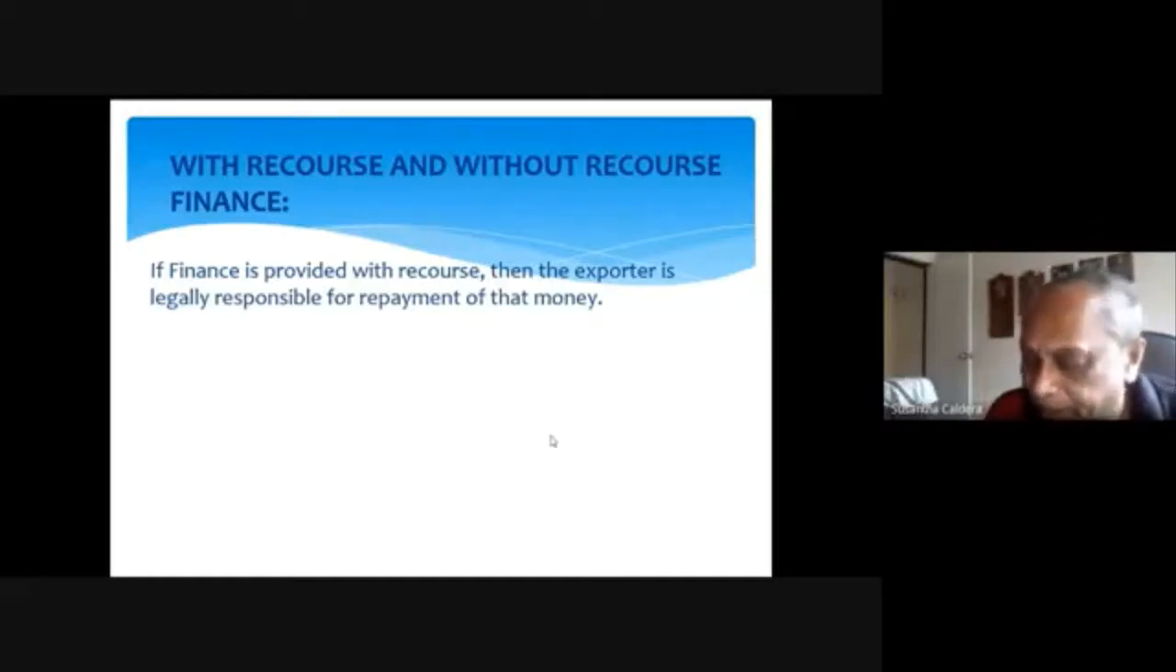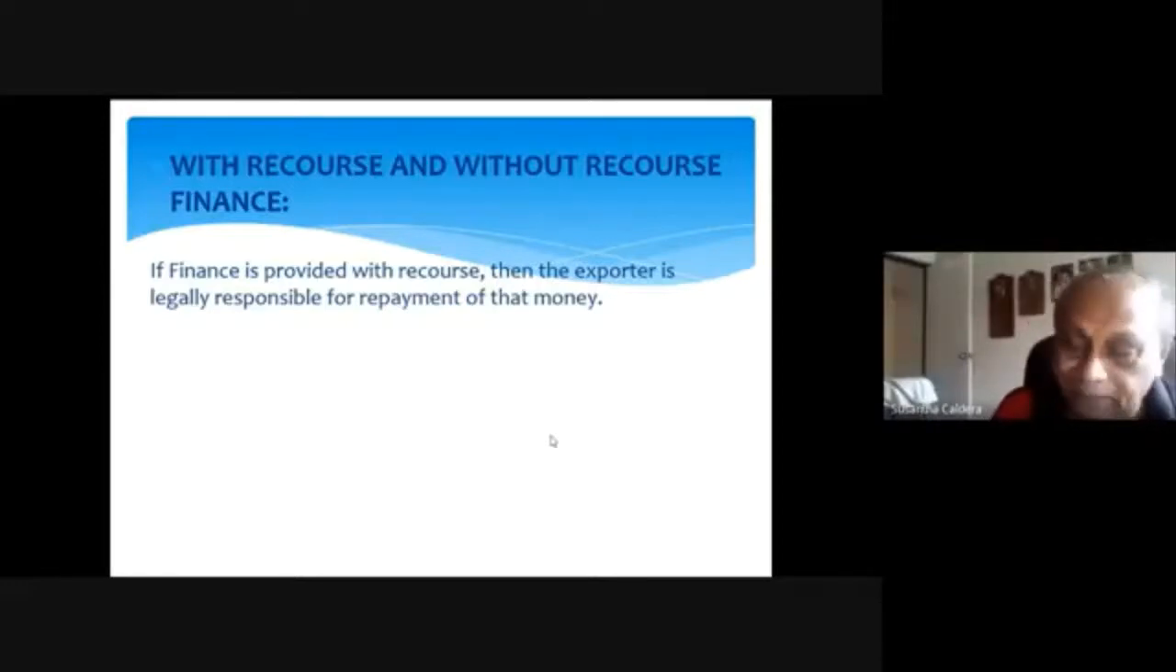But if something goes wrong, if he doesn't get the money from the buyer, then the customer has already indemnified the bank that he will pay the money back. Customer, with recourse to the customer.